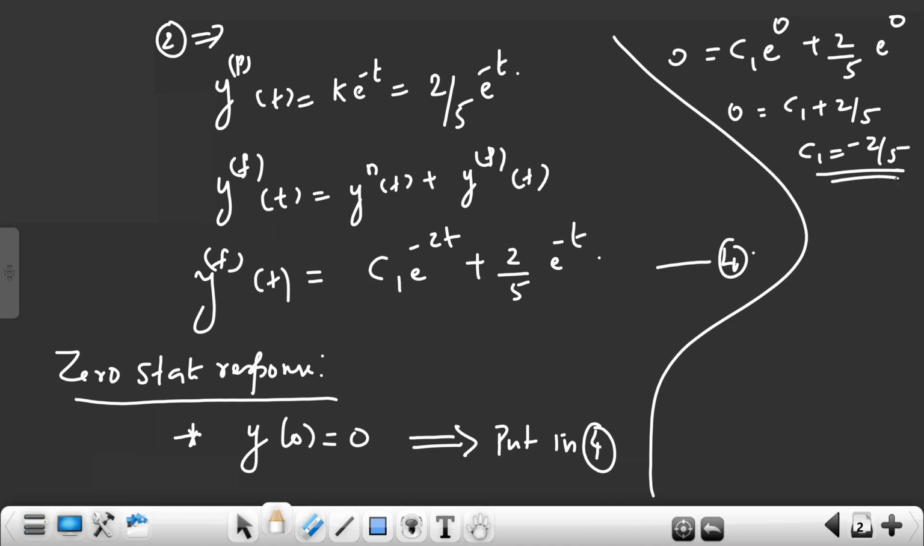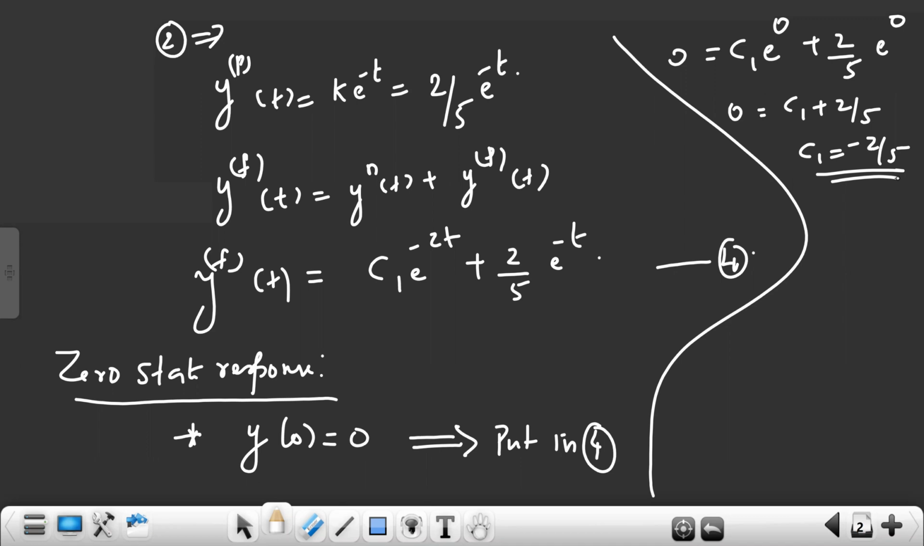Ensure that while finding the forced response, we will not take any initial conditions. Initial conditions will not be available in the question also. We have to take it as 0 and find the values of C1, C2. Here you are having only C1 because it is a linear equation.